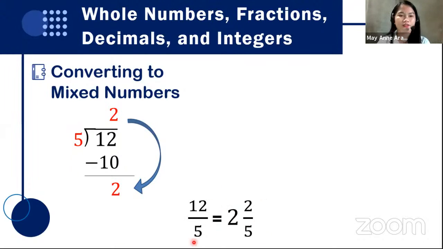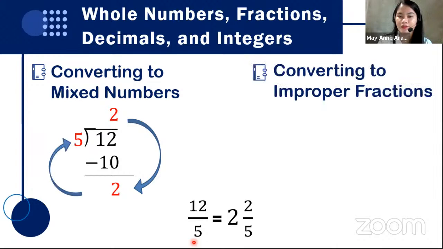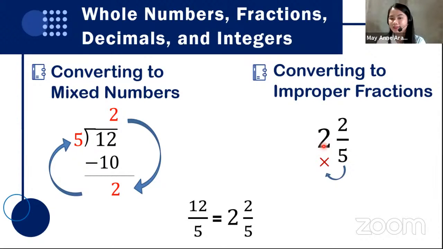Now the vice versa. Converting a mixed number to an improper fraction. It's just multiplication and addition. Multiply 5 by 2, or the denominator by the whole number part. This 5 times 2 is 10. Then add the numerator, 2. So you have 12. And then just copy the denominator. So 2 and 2/5 is equal to 12 over 5.